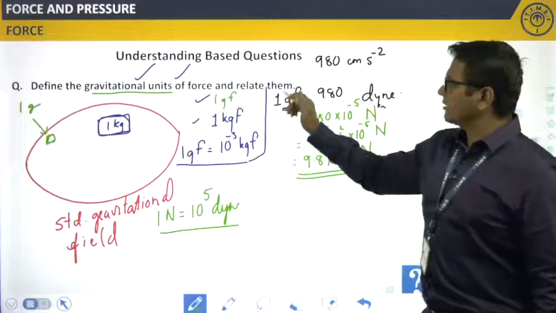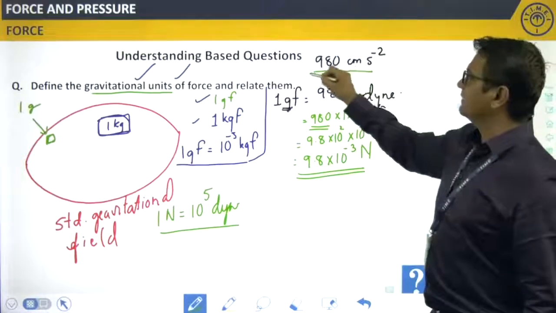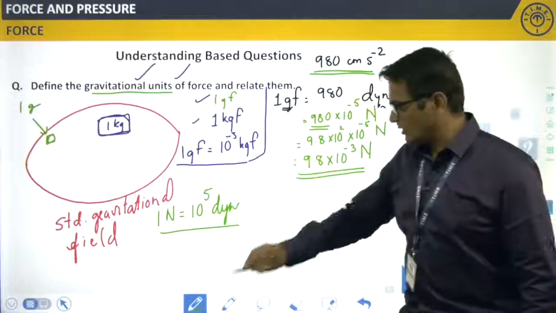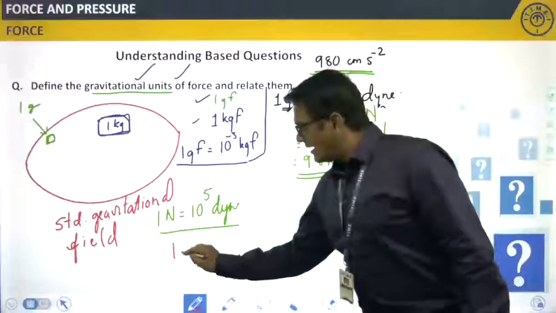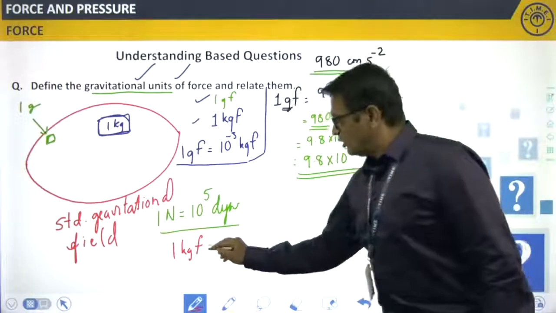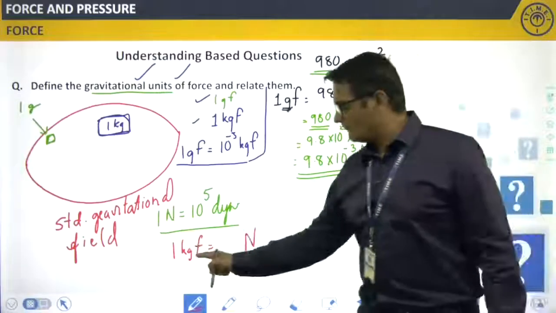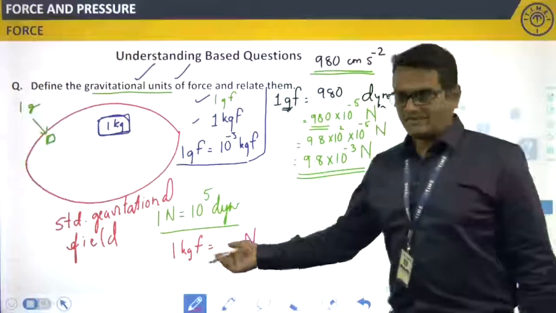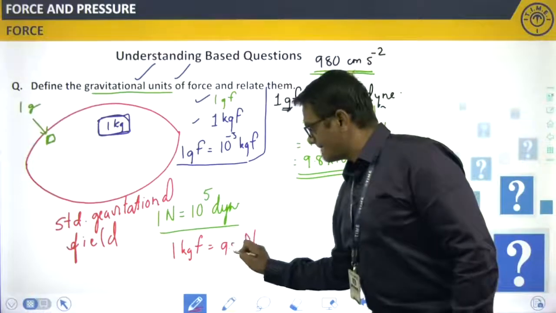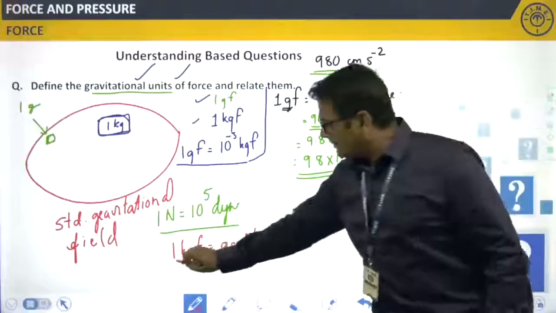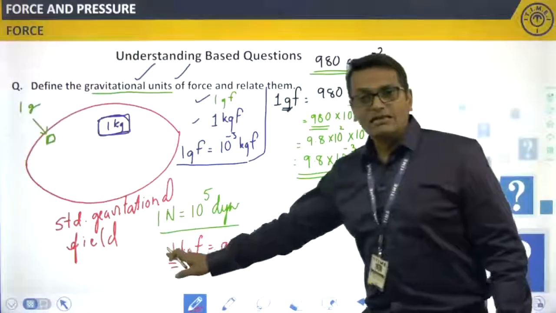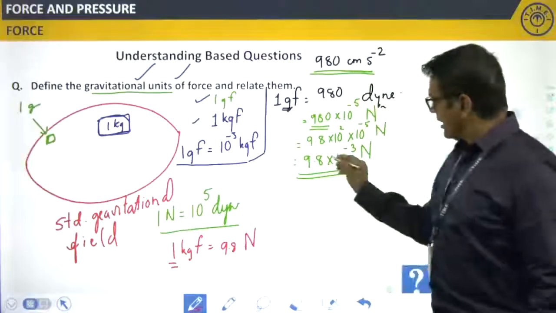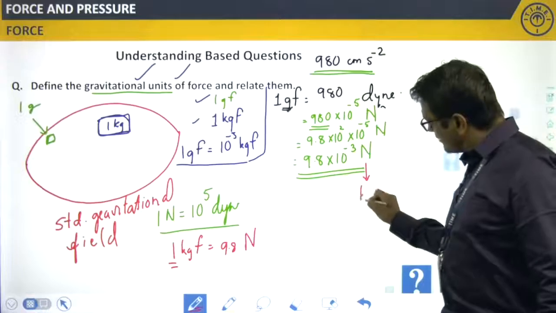Now, in order to convert gf into dyne, I multiplied it with 980. In order to convert Newton into kilogram force, try and understand this, don't get confused. To convert 1 kgf into Newton, I'll have to multiply it with the acceleration due to gravity, and in the SI system the acceleration due to gravity is 9.8 meters per second square. So I multiply by 9.8 to convert kilogram force into Newton. If I want to convert Newton into kilogram force, I'll divide it by 9.8.